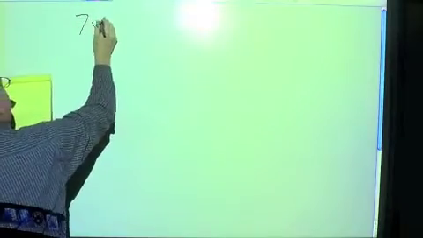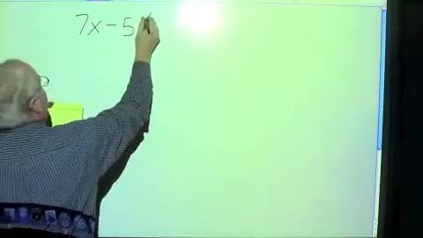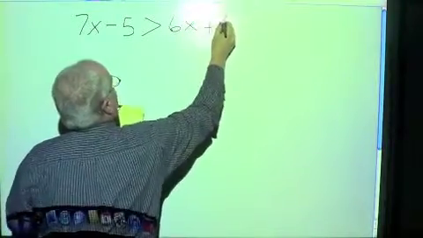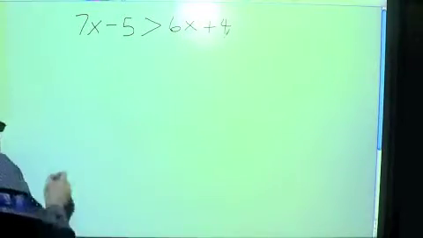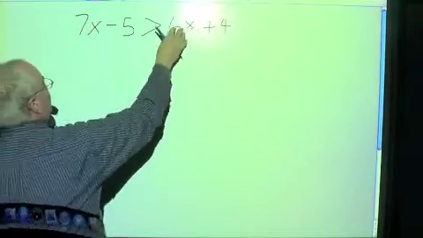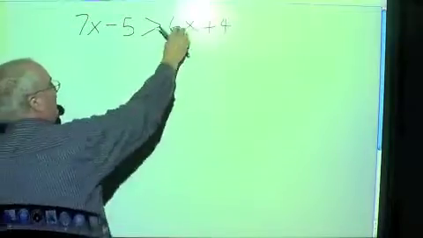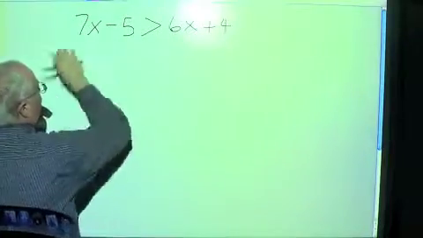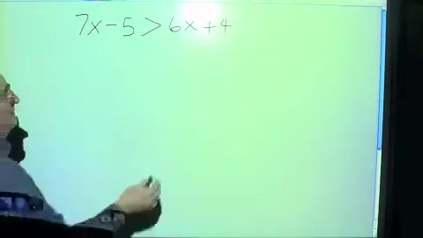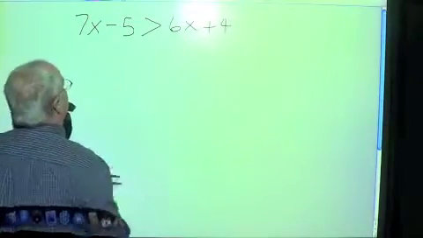7x minus 5 is greater than 6x plus 4. That's our original equation or inequality. So let's solve it. What we'd like to do is get our x's together. We've got a positive 6x over here. What do we need to do to get that over to this side? Well, we could add a negative 6x to both sides.